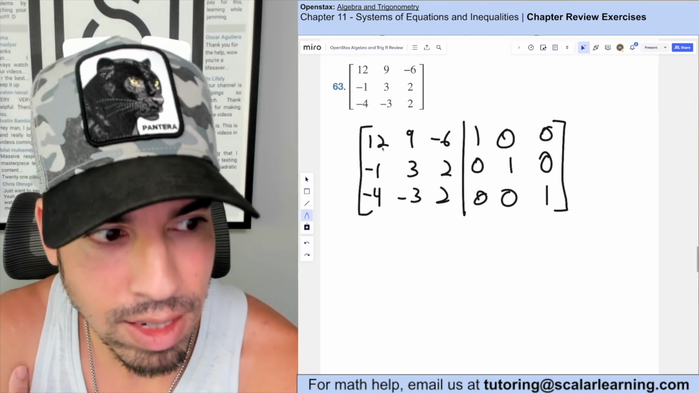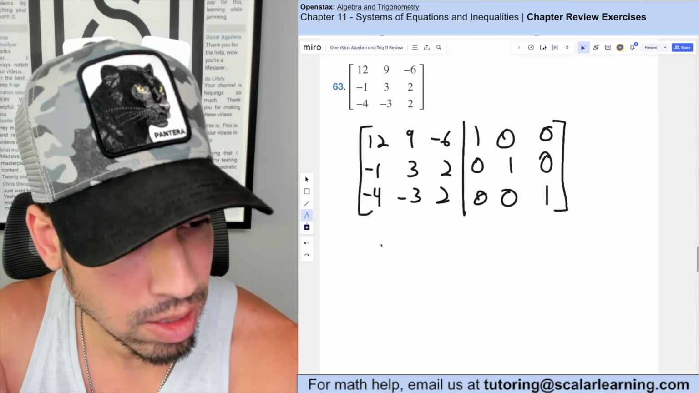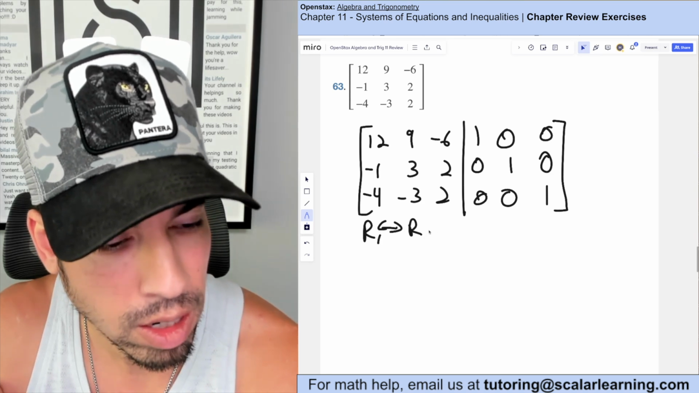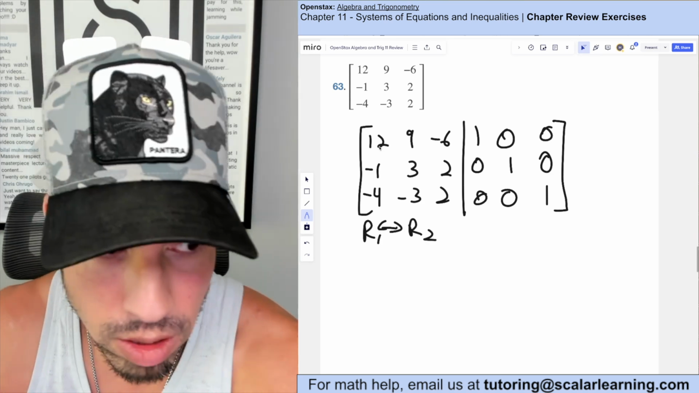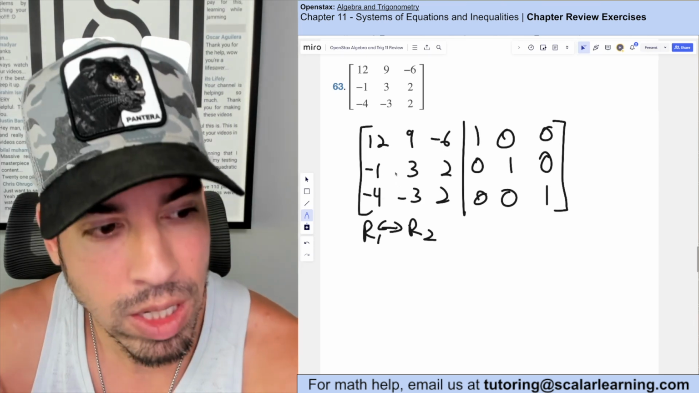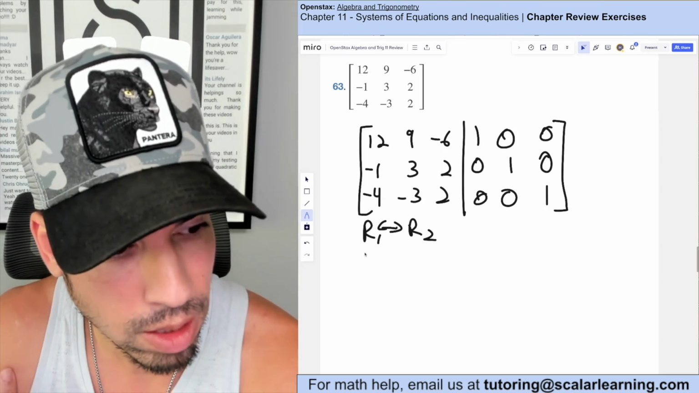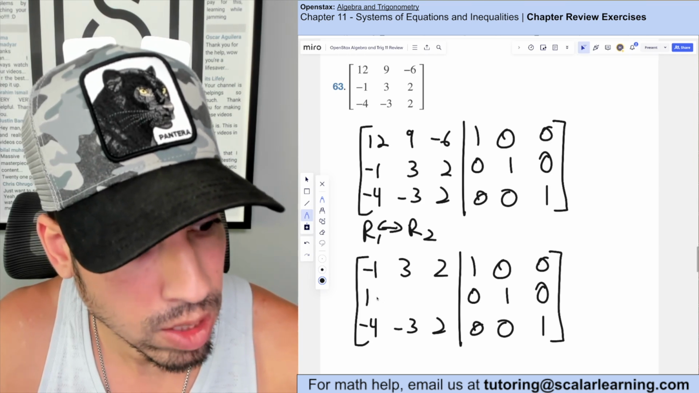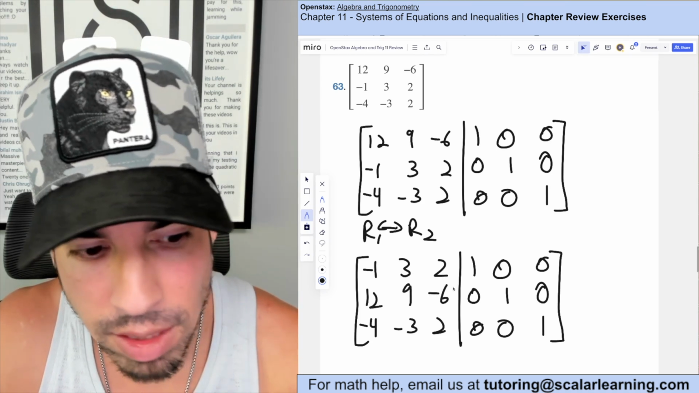So I always like to start off by flipping this position to 1. Now, again, I can divide everything by 12, but a really easy thing would be to just swap, right? If I swap row 1 and row 2, then I got a 1 there. Granted, it'll be negative, but we can deal with that afterwards. So let's rewrite that. So we got negative 1, 3, and 2 up top, and then we got 12, 9, and negative 6 down here.